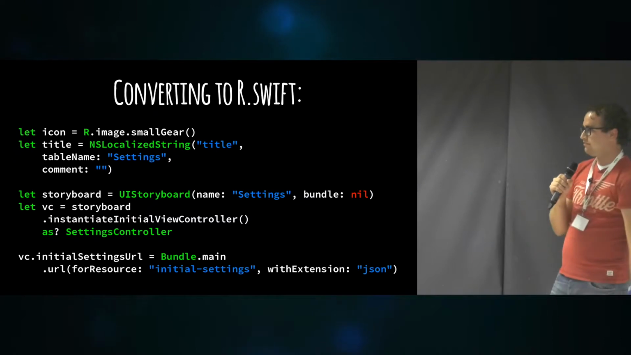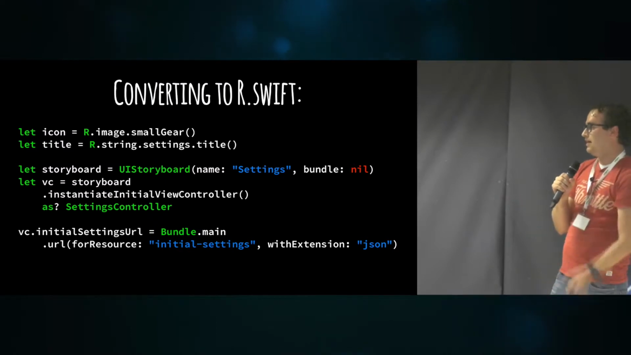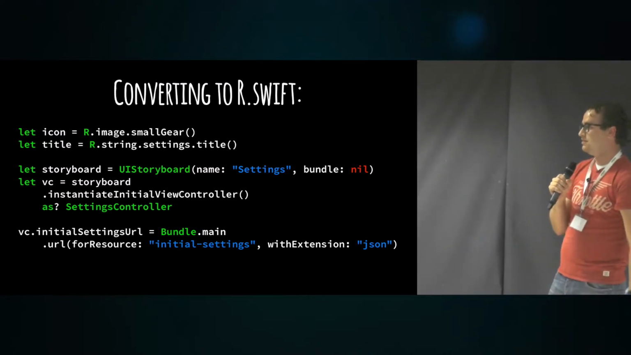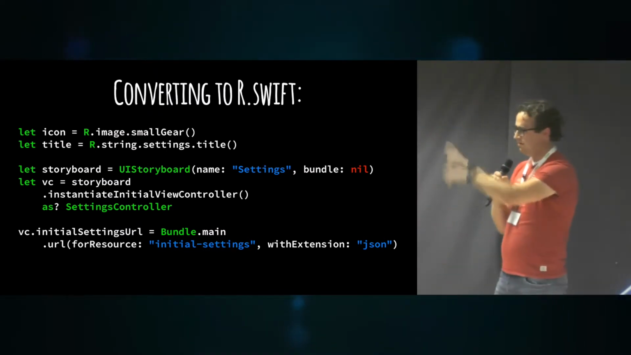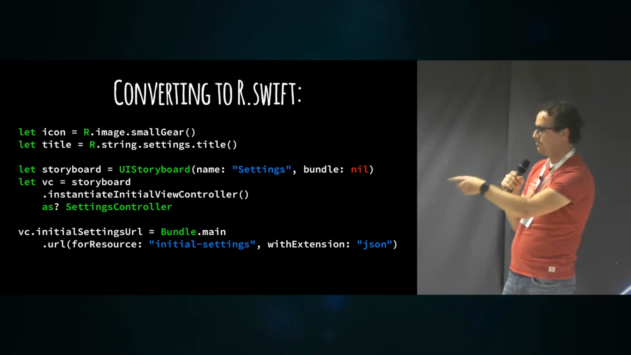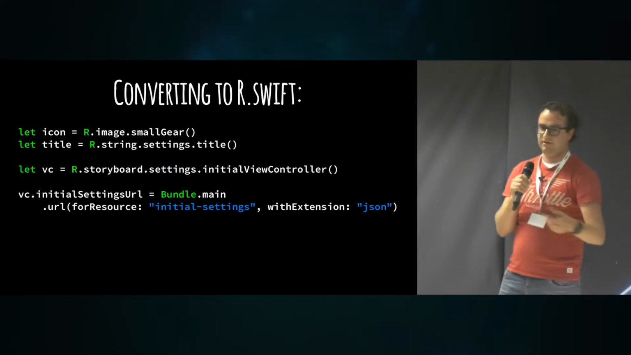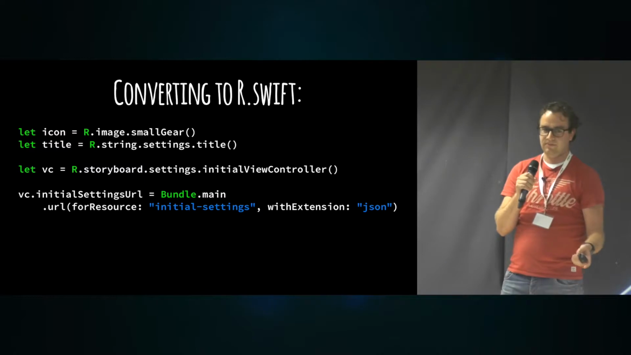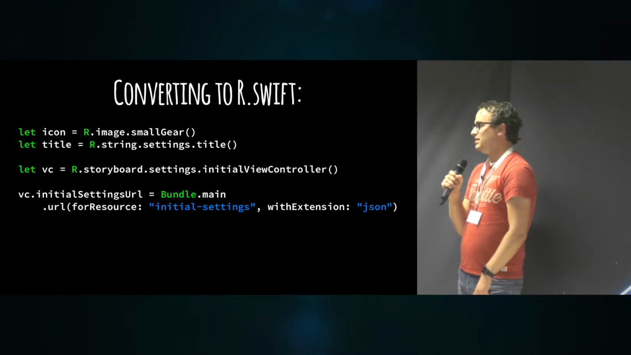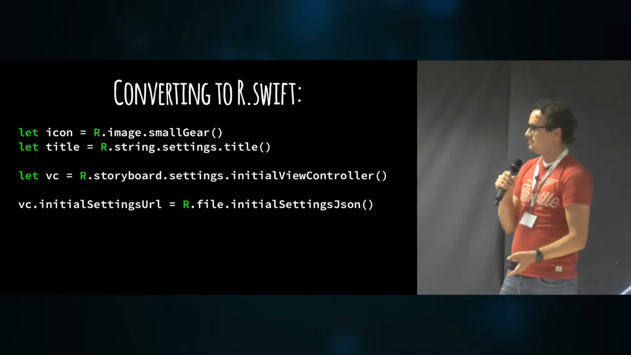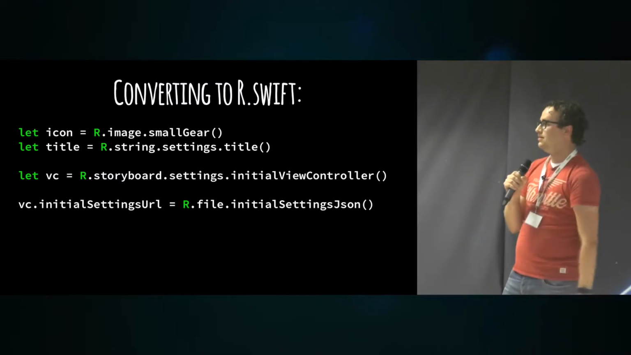We can do the same for the localized string. So here we have r.string.settings. Settings is again the table name, and then .title, and we'll get back the title. And then we have the instantiation of the view controller there. We can change that whole loading of the storyboard, instantiating of the view controller, and the casting with this line. And R will do the casting and loading of the storyboard for you. And then we have the URL at the bottom. And we can also change that to this. All the resource files are also known to R, so you can also reference that from here.